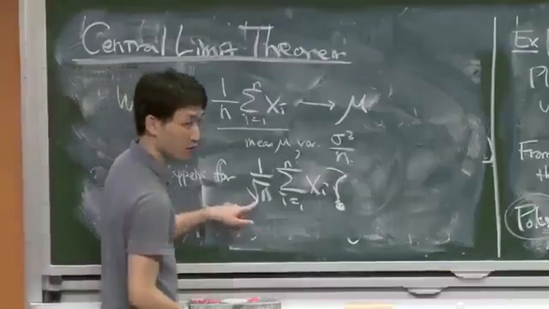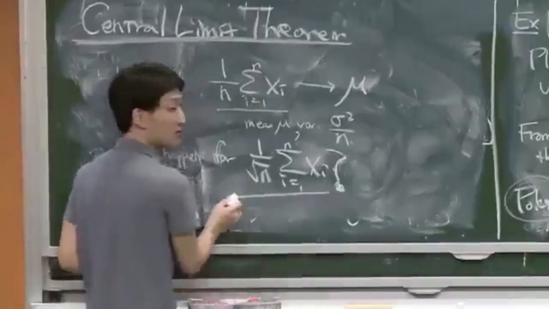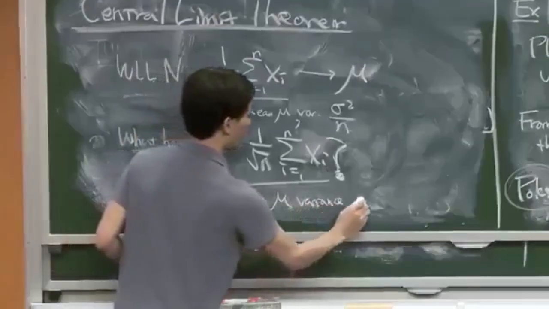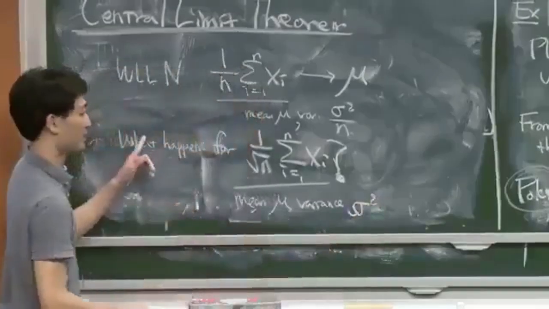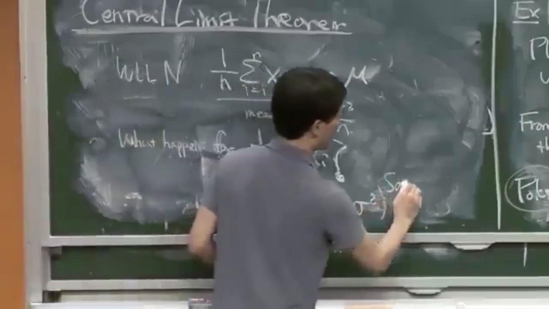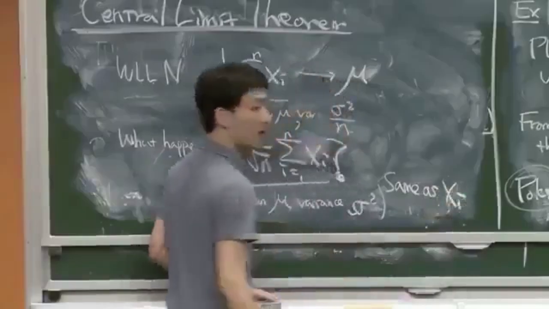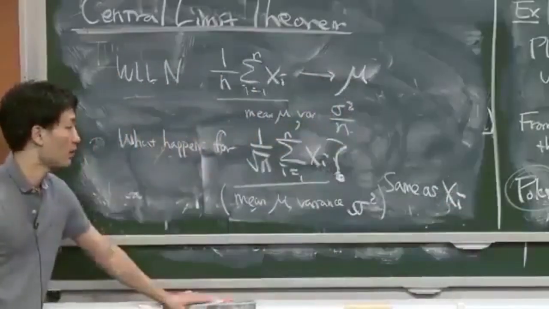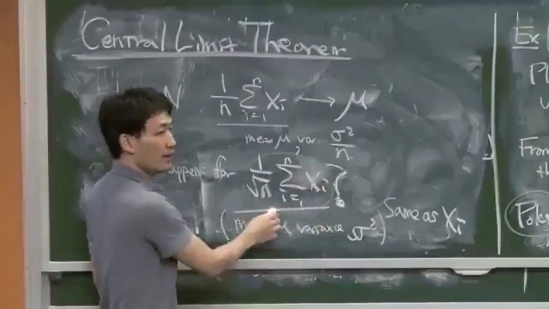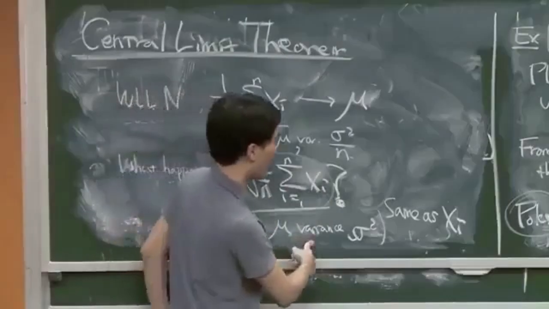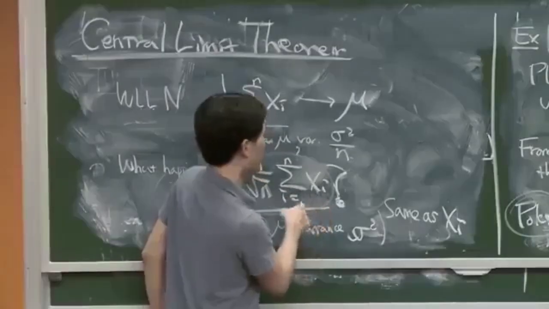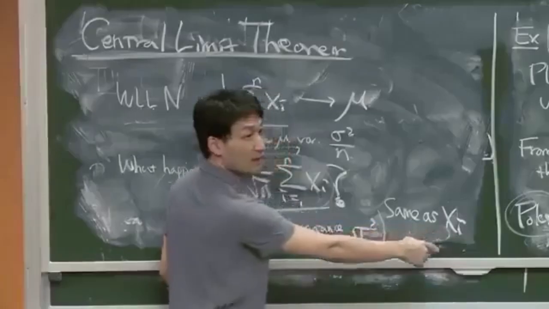The reason I'm making this choice of 1 over square root n is because if you make this choice, now the average has mean mu and variance sigma square, just as the xi's. So this is the same as xi. Okay? Then what should it look like? If the random variable has the same mean and same variance as your original random variable, should it look like the distribution of xi?